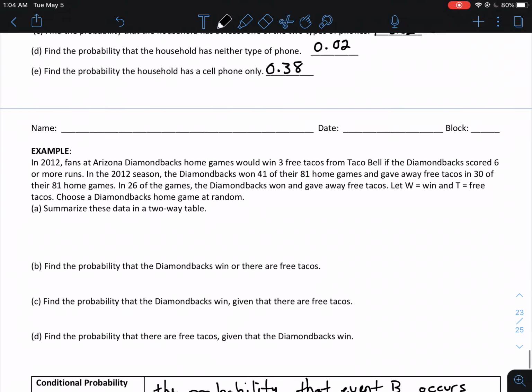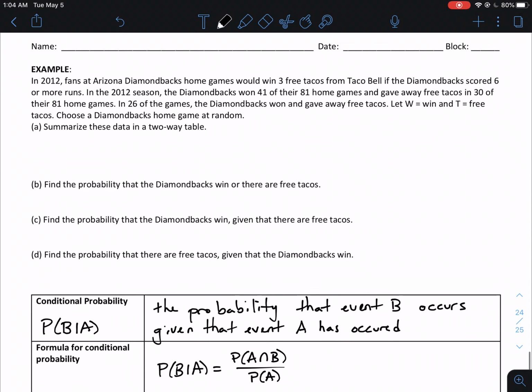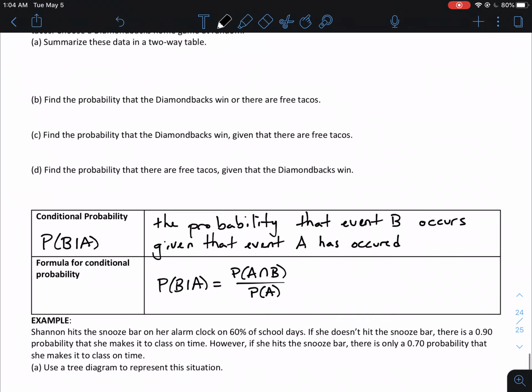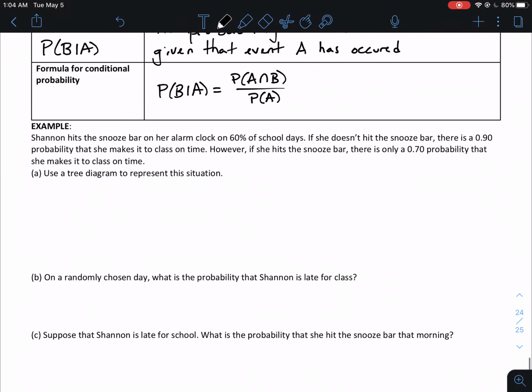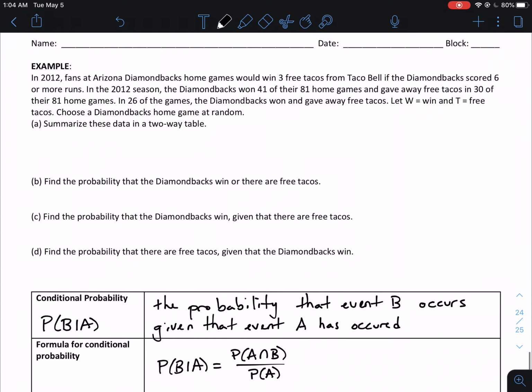Okay. So continuing with these, let's see here. I'm not sure if I want to do that example necessarily. Well, we can go ahead and work through it.